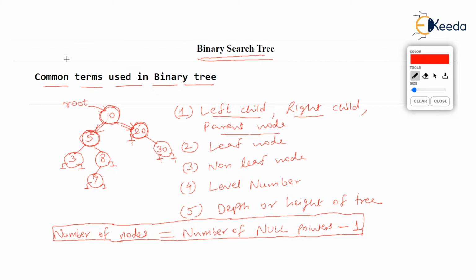For example, if you watch 8, the node which stores 8, it has left child 7. So 8 is the parent, left child is 7, and right child is missing. It's null.